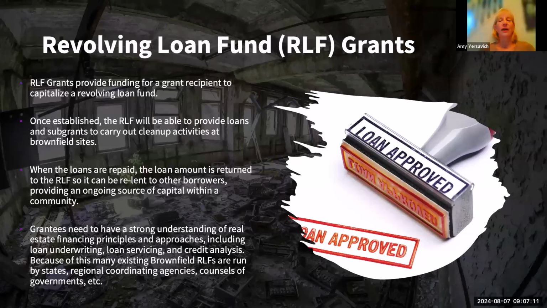Revolving loan funds. Again, I'm not going to speak a whole lot about these, but they are set up so that agencies and organizations with lending experience and real estate experience can actually provide loans and subgrants. Again, subgrants for public entities, loans typically very low interest for private entities, and that payback is revolved back into the loan. Next slide.